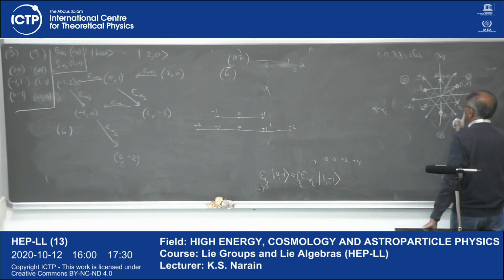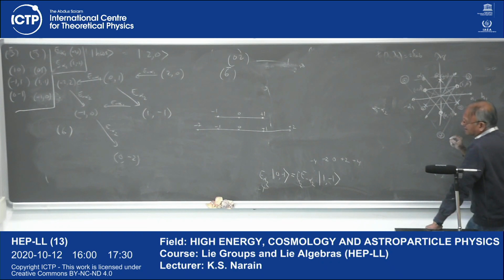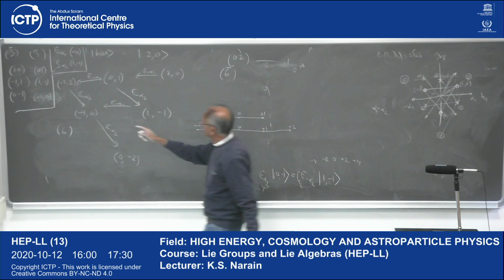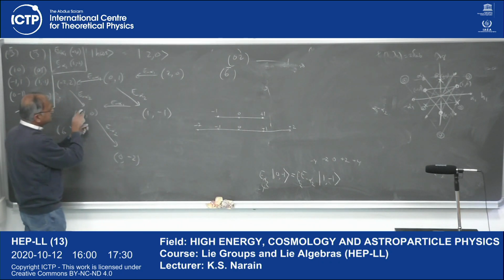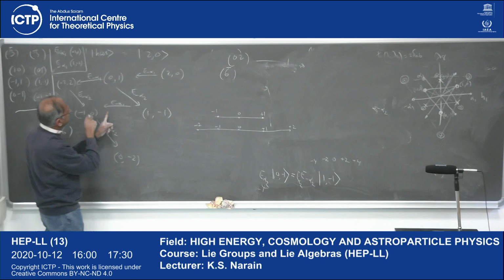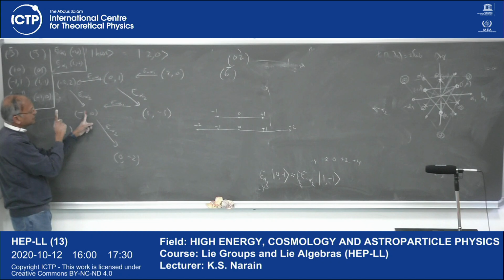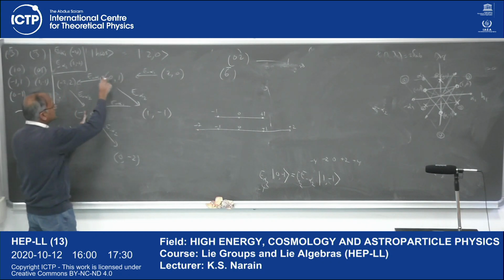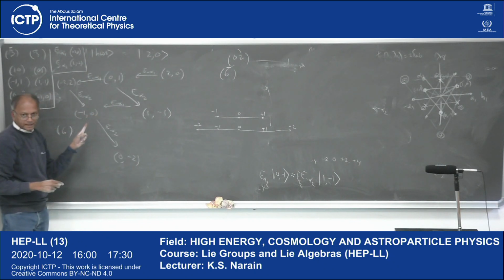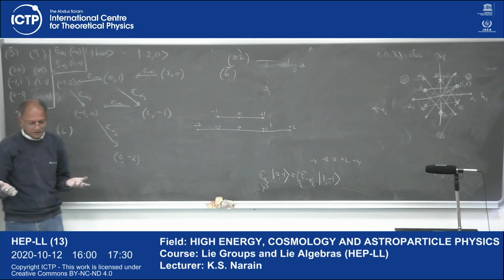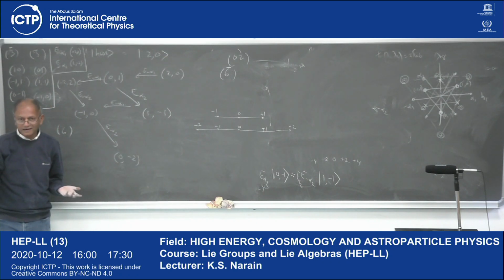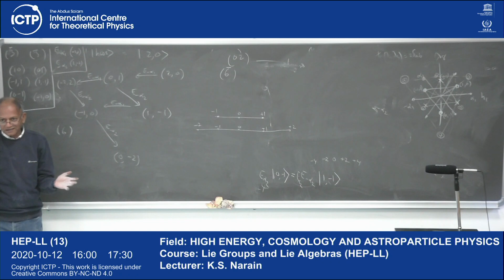Now here you see, again you can ask questions about the multiplicities. Let's go back to this picture here. If I look at this state, I have two ways of reaching it, right? I could go in this sequence, or I could go here, here, here. Now you immediately ask the question: are they two different, independent states, or are they the same state? That's a natural question to ask.